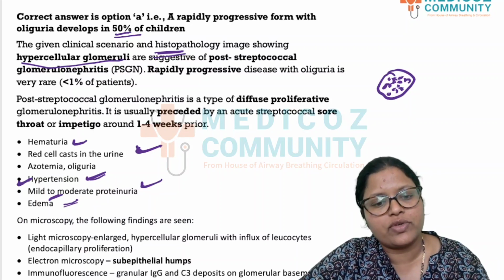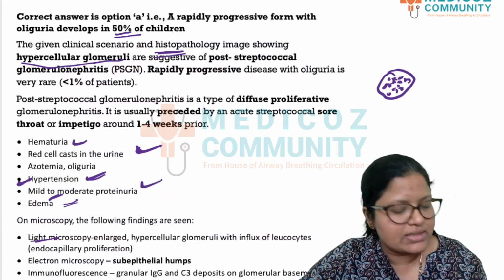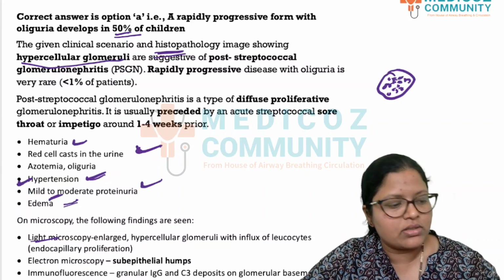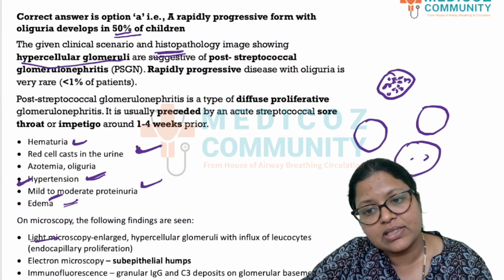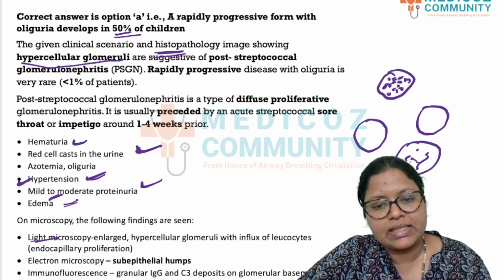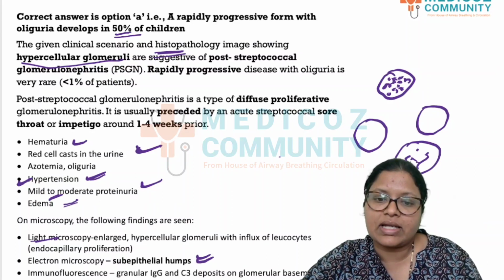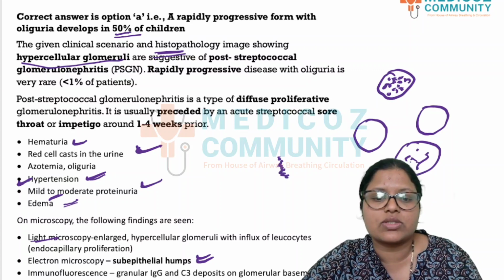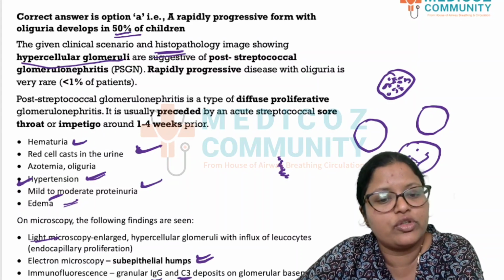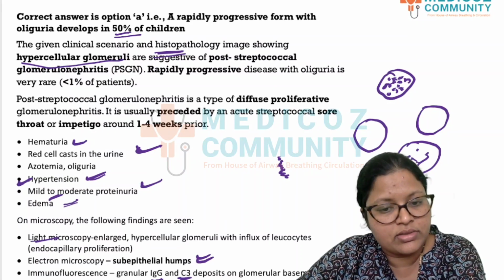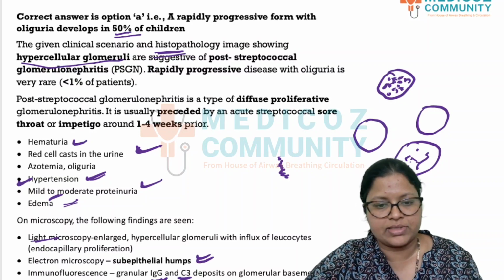On microscopy, what do you find? On light microscopy, hypercellular glomeruli. Glomeruli don't increase in size, but they appear hypercellular as if something is filled inside. Then there are subepithelial humps. Why are there subepithelial humps? Because just below the visceral epithelium, you have this antigen-antibody reaction and deposition. So that is your subepithelial humps. What is getting deposited? Your immunoglobulins and C3, and this can be beautifully appreciated on immunofluorescence as diffuse granular deposits. Here there are subepithelial humps.